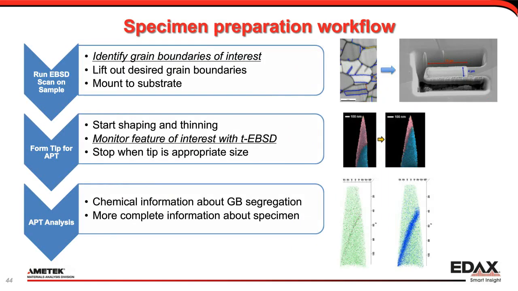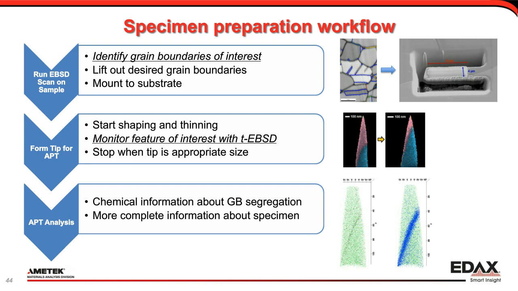So finally, we've gone over how we can prepare samples for atom probe tomography by using transmission EBSD and in particular atom probe assist. So our first step is usually to take a reflection EBSD map to identify any grain boundaries of interest. We can then lift out those desired grain boundaries and mount them to a substrate for sharpening.